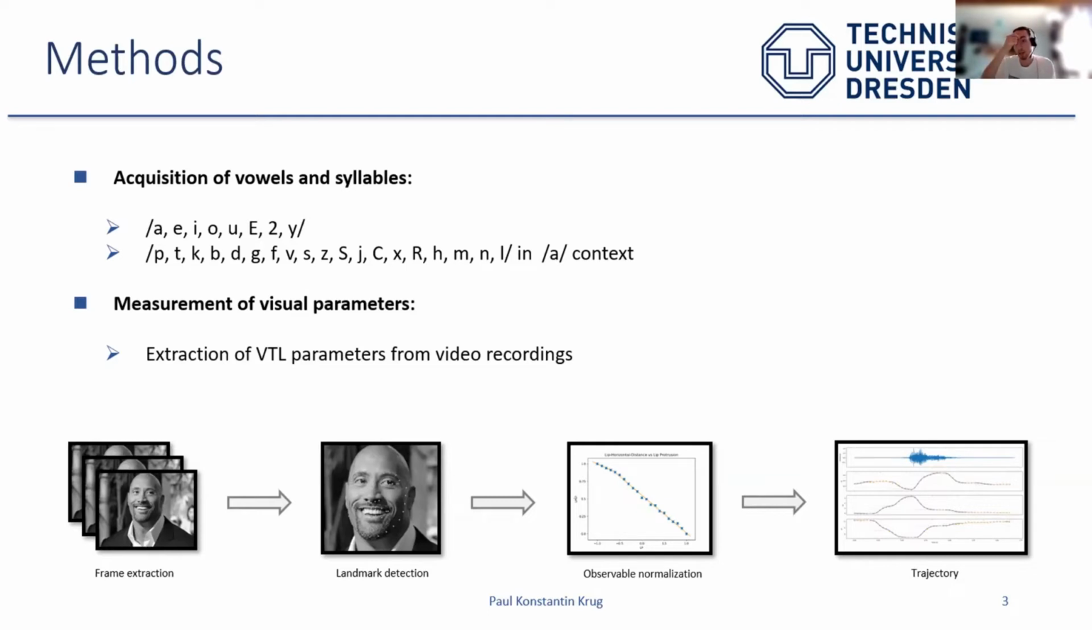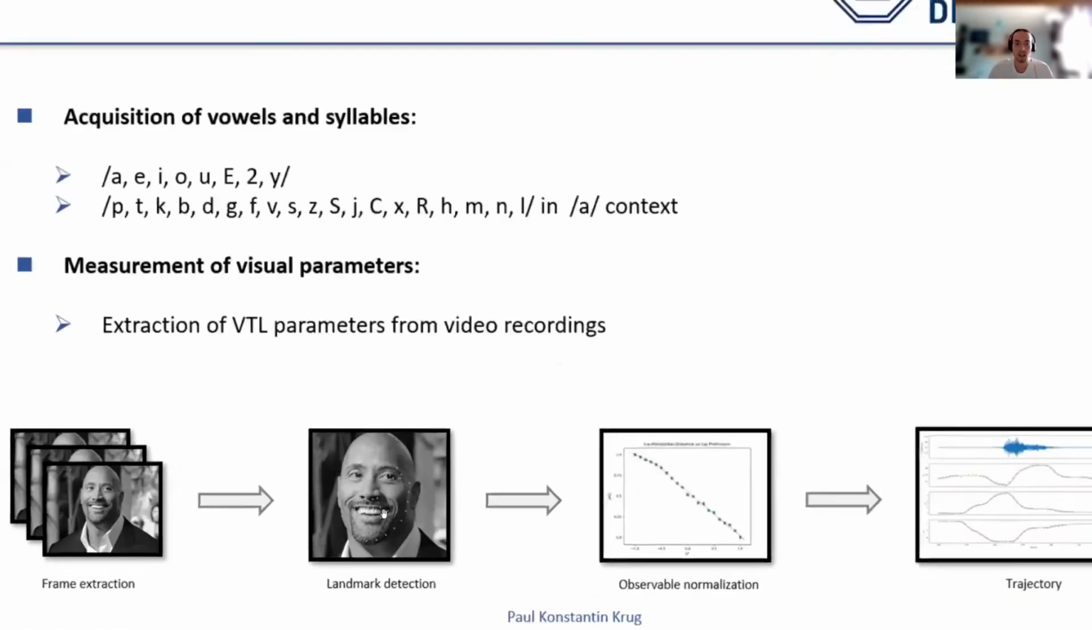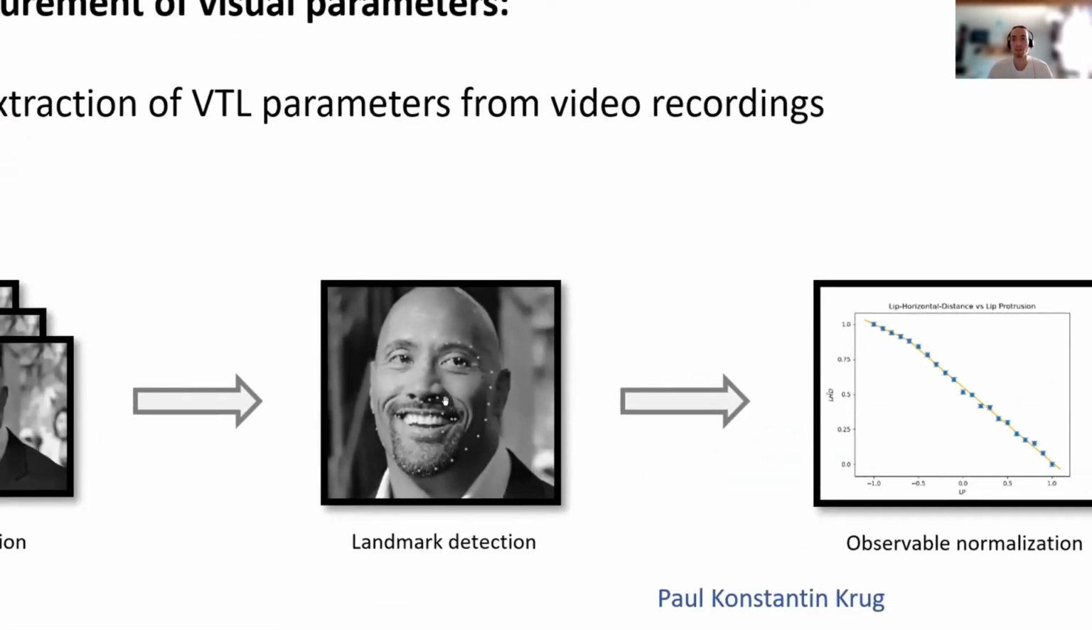Like I said, I measured some visual parameters. For these purposes, I recorded a video data corpus where a speaker would utter these vowels and also these syllables. And then I would use facial landmark detection, which is basically using a neural network to fit these outlines of the jaw and of the lips. And then from these values, I calculate basically the distance, like the opening of the mouth and the spreading of the mouth of the lips. And the jaw angle by measuring the distance between the jaw and the nose, basically.